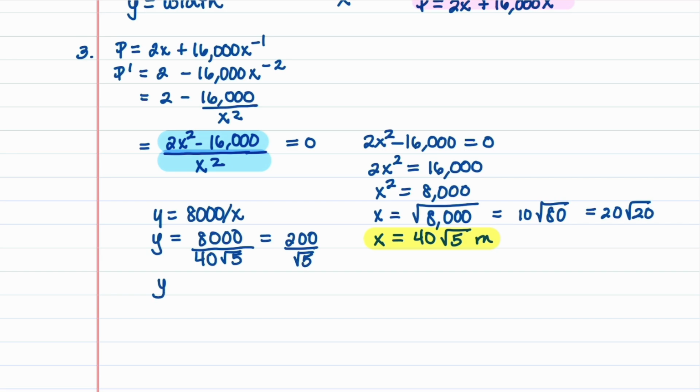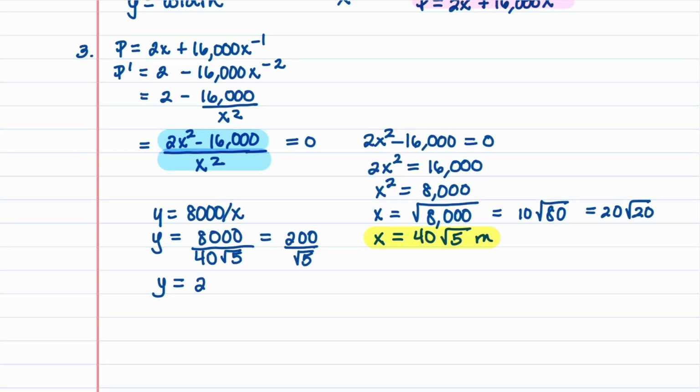And now let's get rid of the root 5 from the denominator. So what we're going to do is multiply by root 5 and divide by root 5. So we're going to get a 5 in the denominator. 5 goes into 200. So we end up, let me erase our equal sign here and put an arrow, with y is equal to 40 root 5 meters.